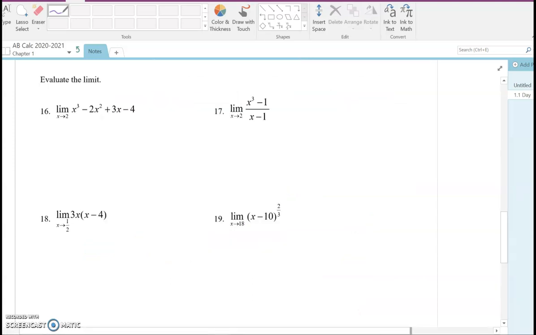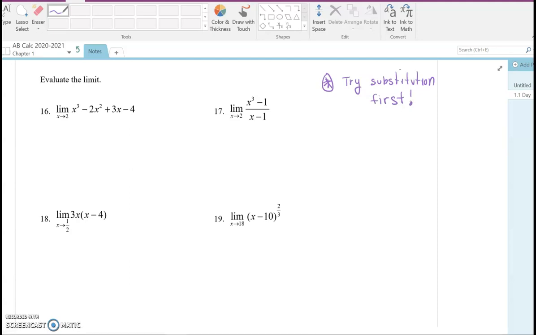16 through 23. I'm not going to go through all these examples. I'm going to talk about them. These are pretty straightforward. The first step any student should make when taking a limit algebraically is to always, always try substitution first. And if you get a constant value when you substitute, you're done. You don't have to do anything else.